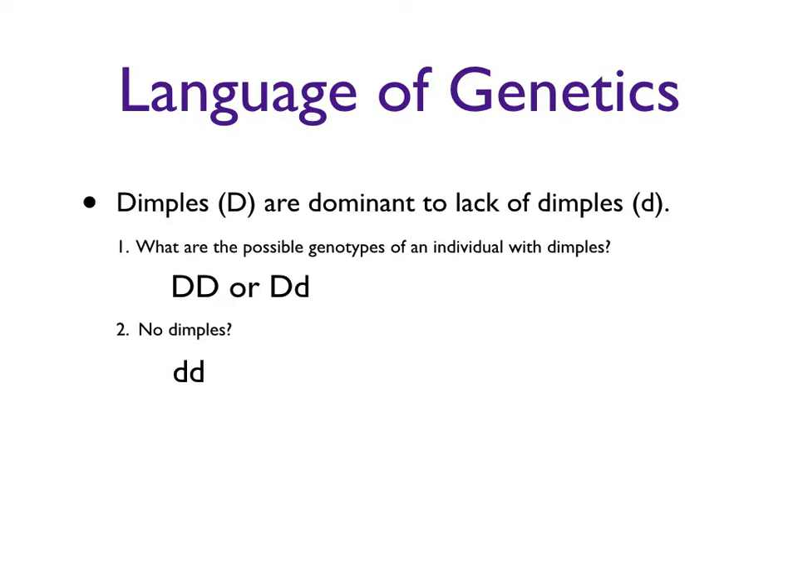If you have two copies of the same allele, we say that you are homozygous for that trait. So, for example, if you have two copies of the dominant allele for dimples, you are homozygous dominant for that trait. If you have two copies of the recessive allele, you are homozygous recessive for that trait. If, however, you have one dominant allele and one recessive allele, you are heterozygous for that trait.